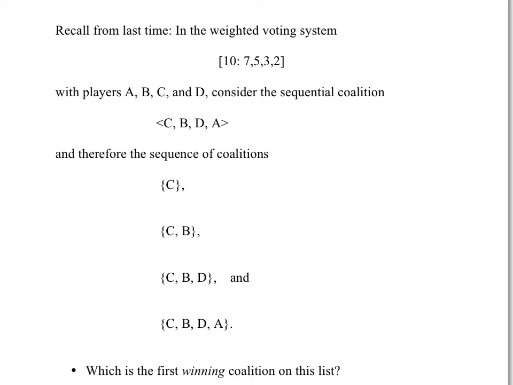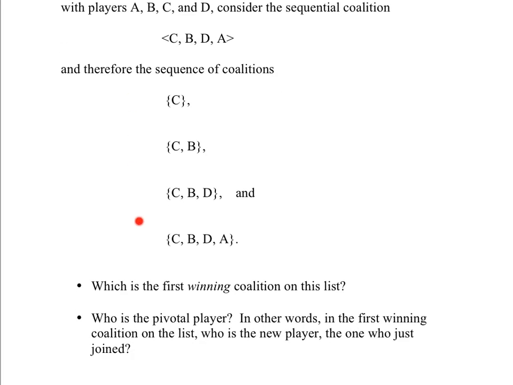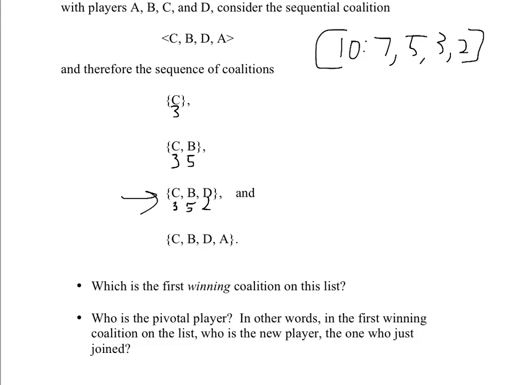And our question is, on this list of coalitions, which is the first one that actually amounts to a winning coalition? Well, let's just recall our quota and weights: 10, 7, 5, 3, 2. C alone has weight 3, not winning. C and B together have total weight 8. Again, not enough to win, but C, B, and D together do have enough to win. They have enough total votes to win.